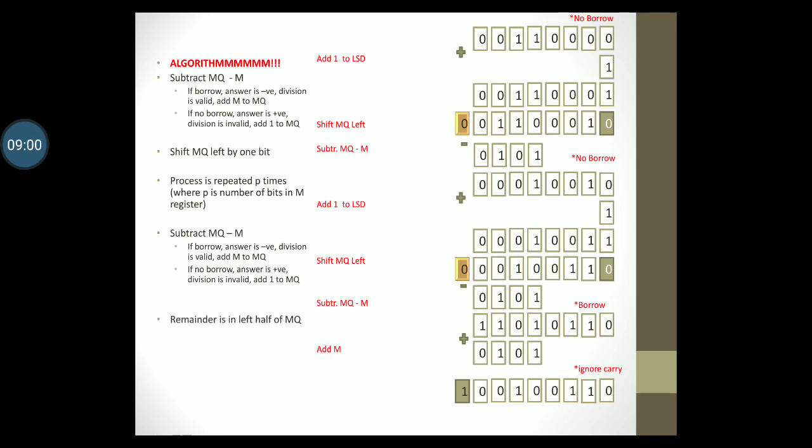The remainder of the division is in the left half of MQ, and the quotient of the division is in the right half of MQ. So we get the remainder as 0010 and the quotient as 0110.